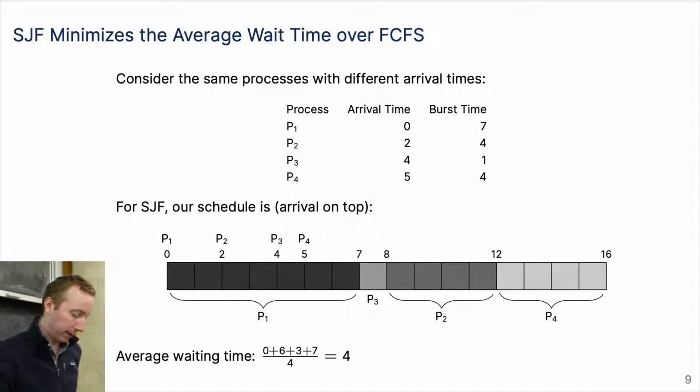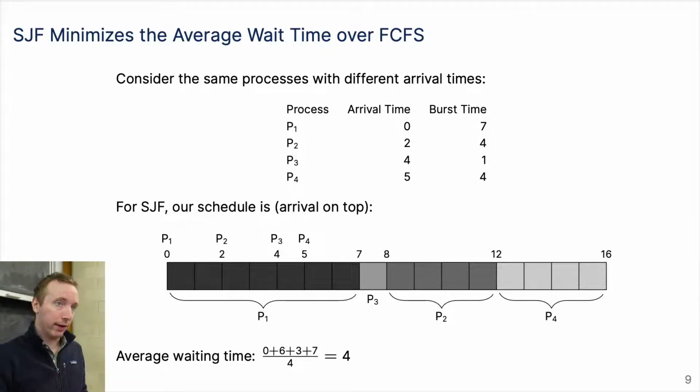Now if I go through the average waiting time, the waiting time for process 1 was 0. It arrived at T0 and then started executing at T0, so it waited for 0 time units, so its waiting time is 0.